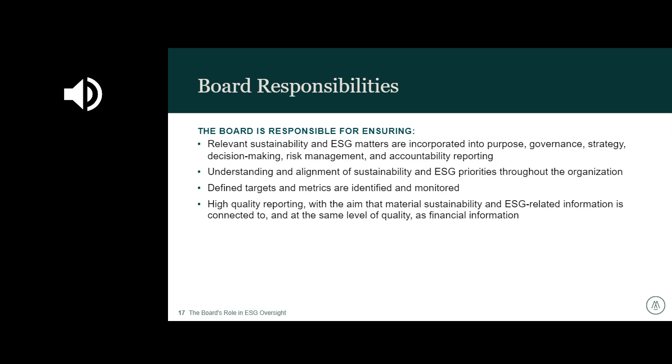Defining targets and metrics. So again, deeply involved in your strategy. So really making sure that you're promoting, identifying which metrics are going to be the most material, the most relevant to your organization. Again, thinking about your industry and those key inputs to your organization's success or its value creation are going to be important, again, to filter that data.